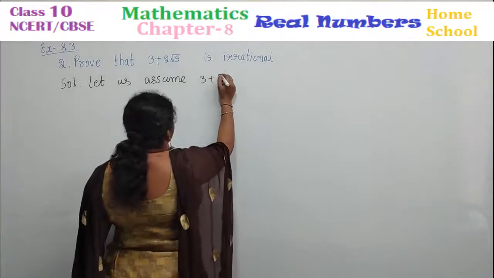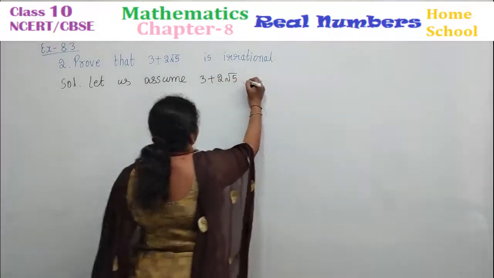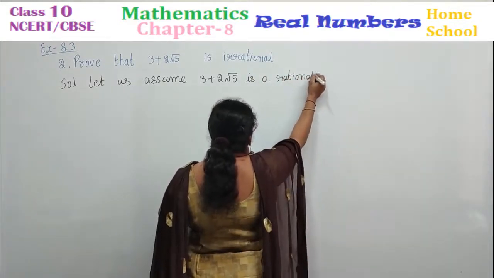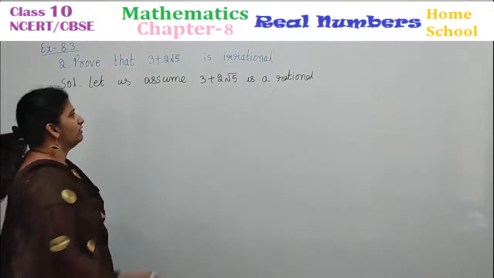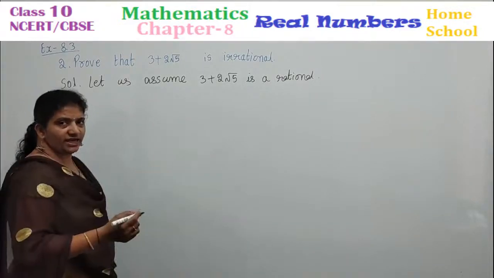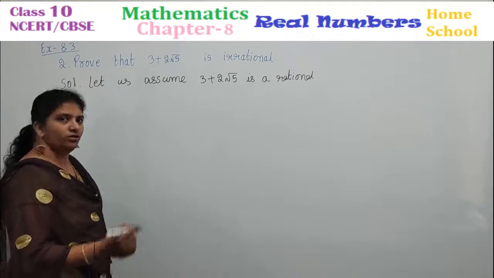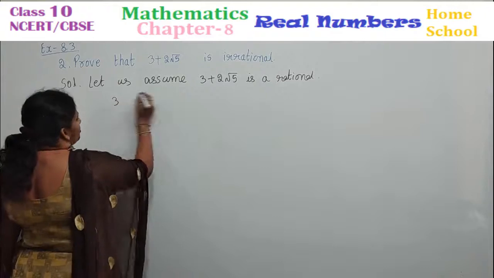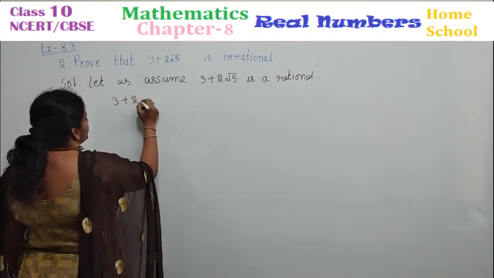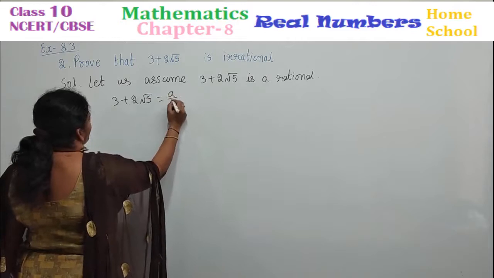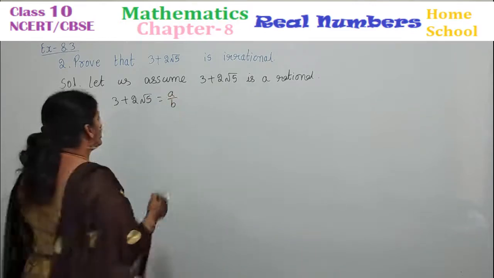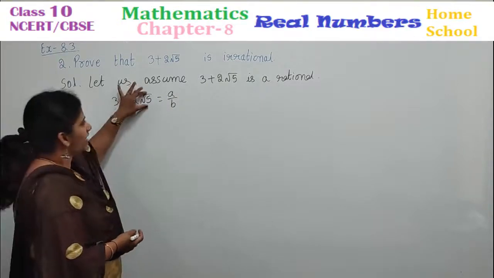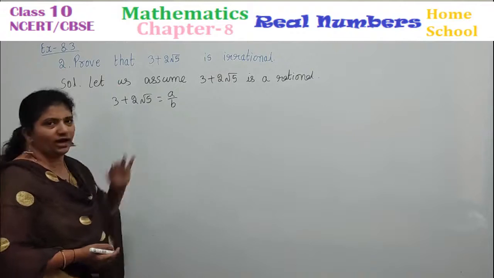assume 3 plus 2 root 5 is a rational number. If it is rational, what I can say, it must be in the form of p by q form. p by q you can take, or a by b, any one you are comfortable. Let us assume it as rational. If it is rational, I am going to equate it with a by b. Okay. So now what is the thing we need to do? Solve the equation such that only the surd should be on one side, and all the rest on the other side.